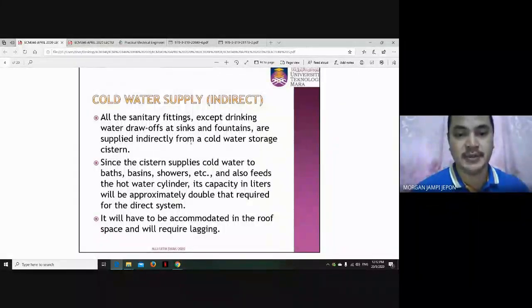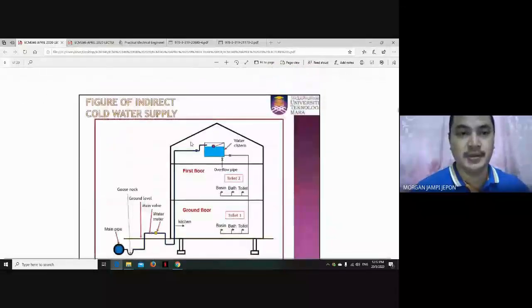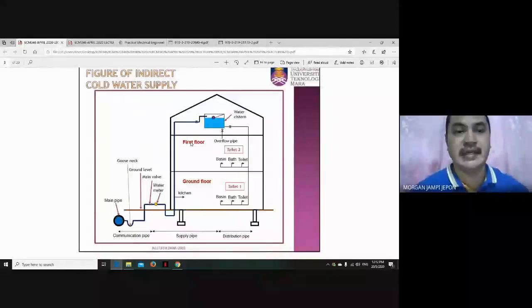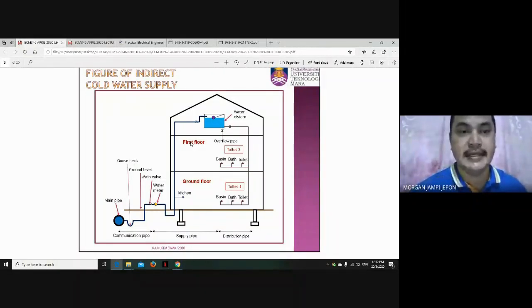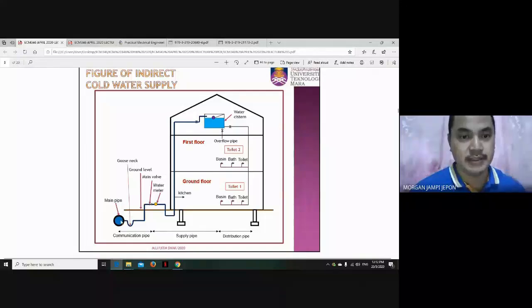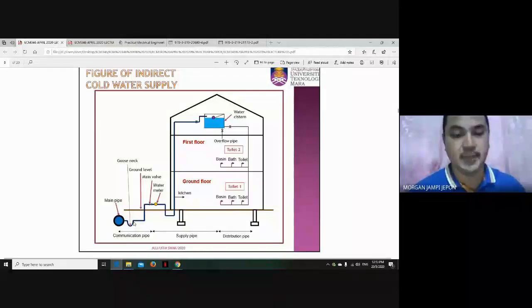I'm going to explain it by using the picture. All right. So this is the picture of indirect cold water supply. Actually, the one that we normally have at home belongs to this type. Okay. Indirect cold water supply. So similar to direct cold water supply, the pipe comes from the main supply. Then we should have this so-called gooseneck here. This gooseneck is actually a shape of a pipe, a little bit bent. Okay, we will touch on the purpose of gooseneck later.